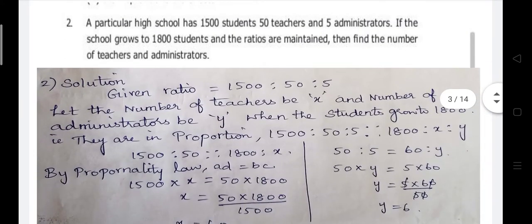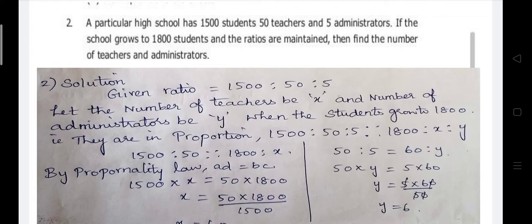A particular high school has 1,500 students and 50 teachers and 5 administrators. If the school grows to 1,800 students and the ratios are maintained, then find the number of teachers and administrators. Given ratio 1,500:50:5, that is students to teachers to administrators. If the school grows to 1,800, we have to find out the number of teachers and the number of administrators.